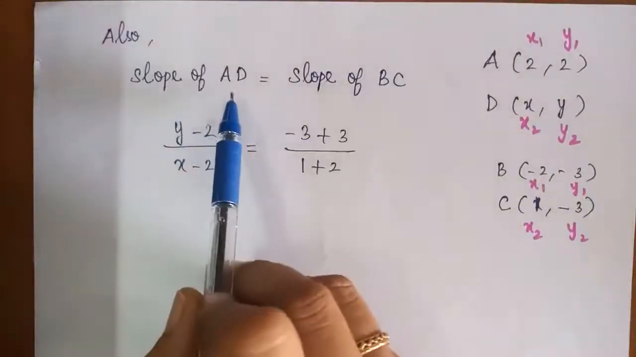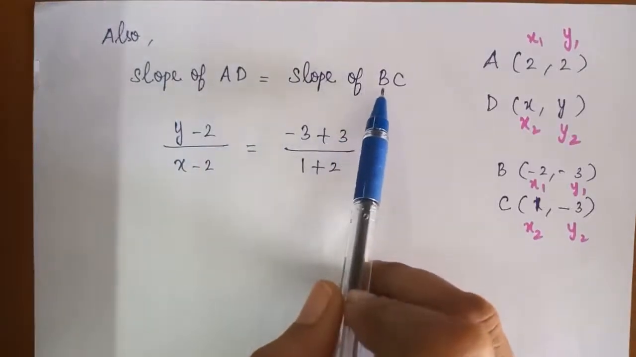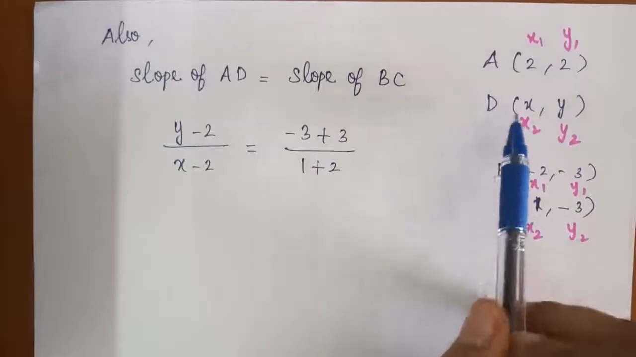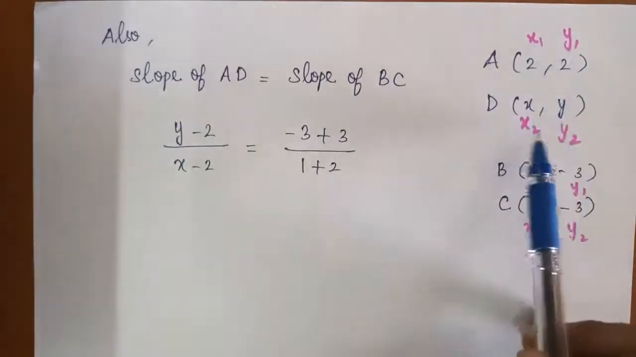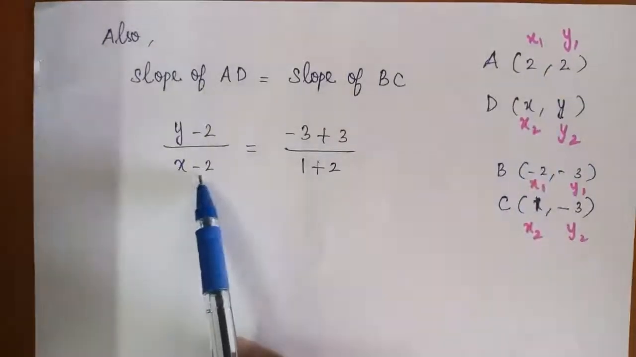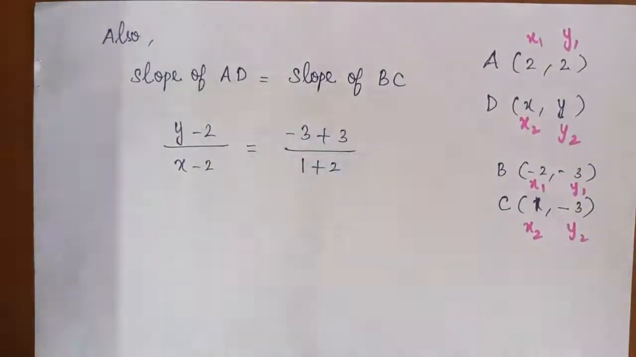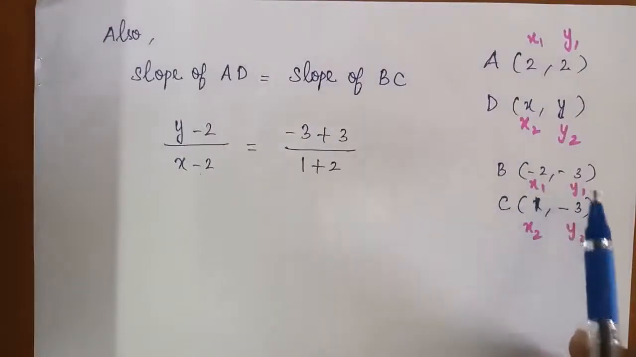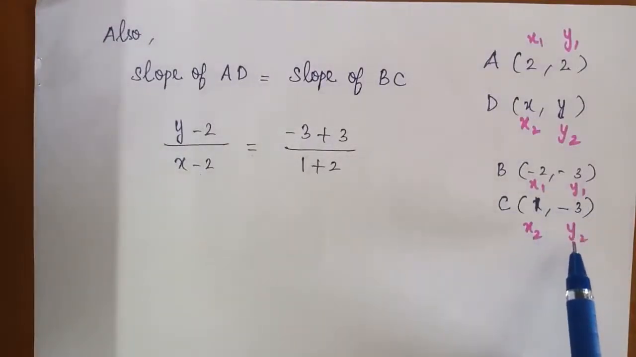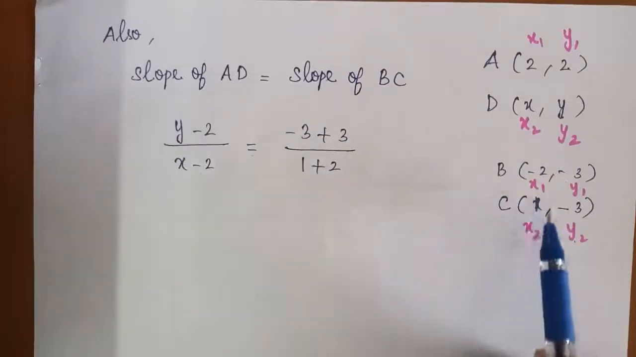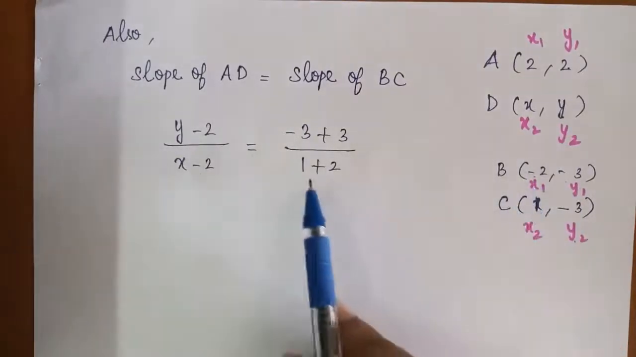Also the slope of AD is equal to the slope of BC because it forms a parallelogram. So this is the A and D coordinate, these will be your x1, y1, x2, y2. So y minus 2 divided by x minus 2 is equal to the slope of BC. B is minus 2, minus 3 and the C coordinate is 1, minus 3. So minus 3 minus of minus 3 divided by 1 minus of minus 2.